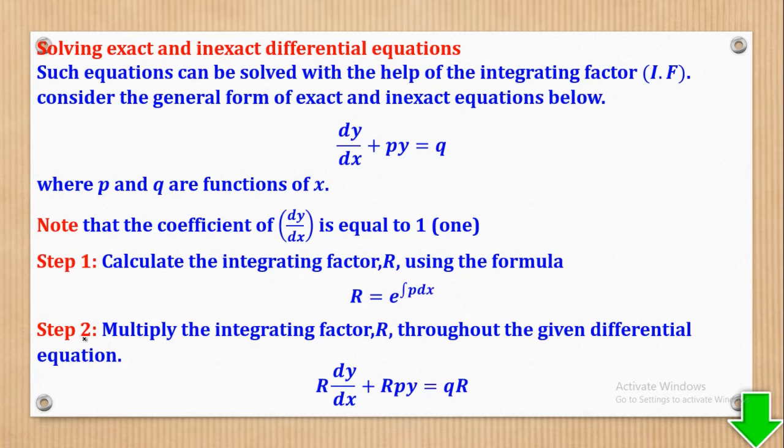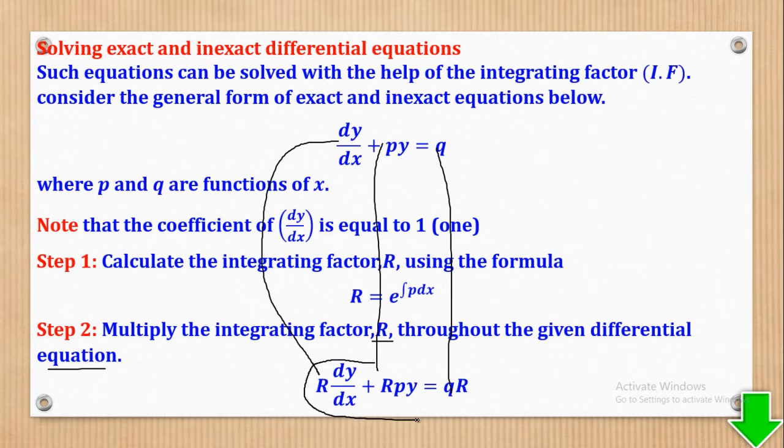Then step 2, multiply the integrating factor R throughout the given differential equation. So this was the differential equation, so I'll multiply to come up with this. Here you also put R, here you also put R. At this step you can easily find out whether the differential equation was exact or inexact. How? If after multiplying throughout by R you get the same differential equation as before, it implies that the differential equation was exact. If not, it was inexact.